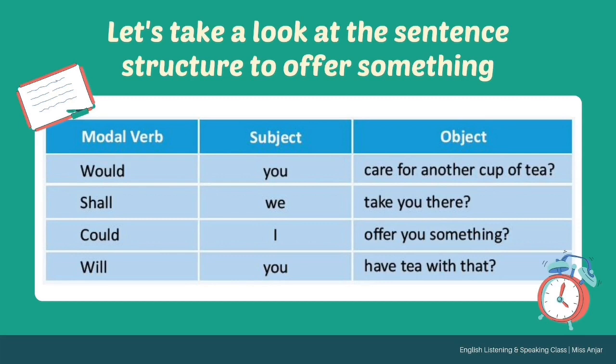Or you may say, shall we take you there? Okay, shall we, modal verb, subject, and then followed by object. The object should be followed by verb 1. Yeah, take, we have care. And then, could I offer you something? Offer is also verb 1. Okay, so it should be followed by verb 1. So modal verb, subject, and the object, we have verb 1. Okay, will you have a tea with that? That's an offer. You want to offer someone to have a tea while they have something.